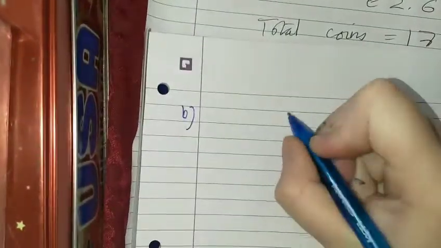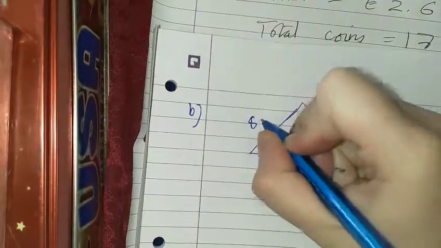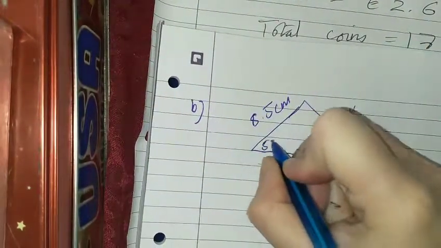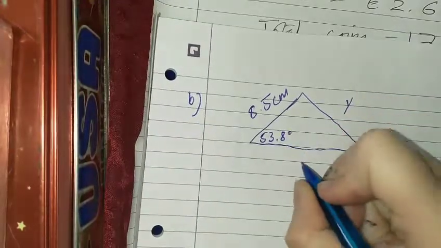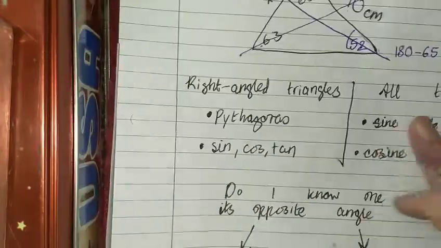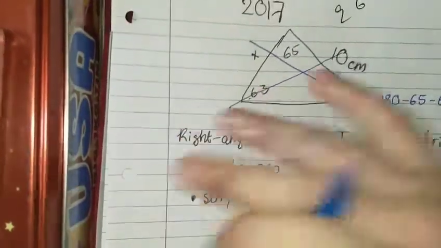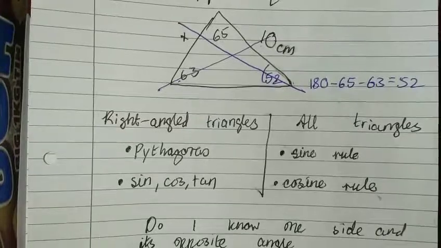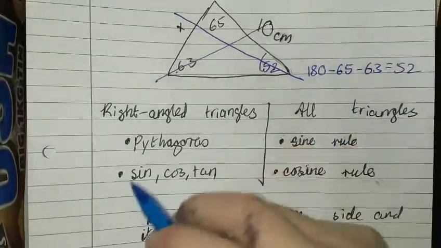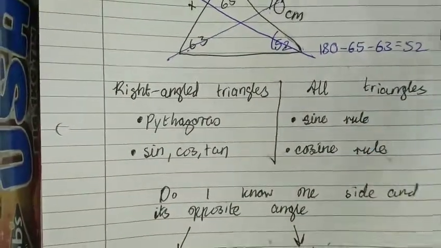And then in part B of this question, we're given another triangle. So we are given another triangle here, and this is y, this is 8.5 centimeters, this is 53.8 degrees, and this is 10.2. So I'm going to go back to the rules that I've written out. If I have a right angle triangle, I can use Pythagoras, or I can use my ratios sin, cos and tan. This isn't a right angle triangle, so I'm not going to be able to use them. For all triangles, I can use the sine rule and the cosine rule.